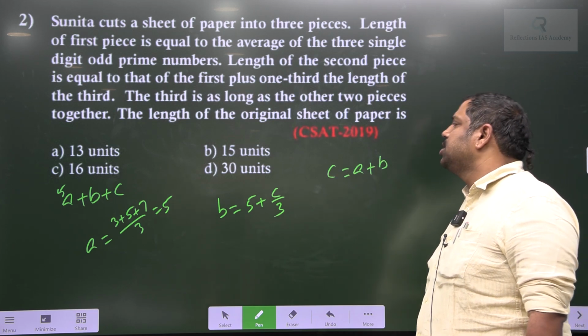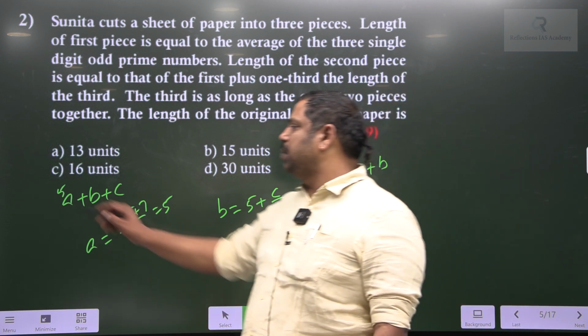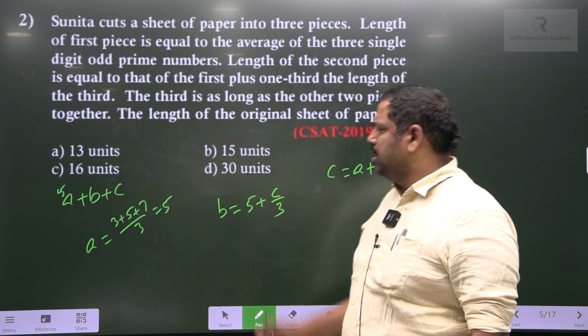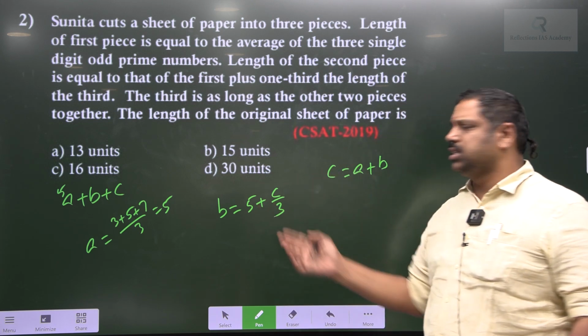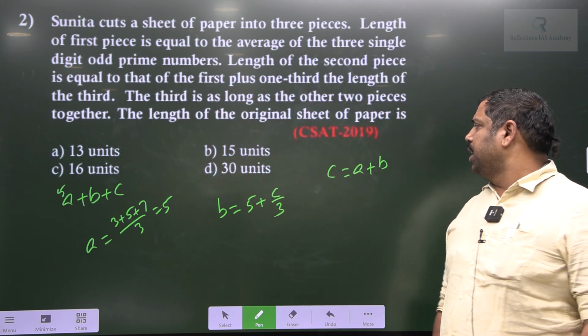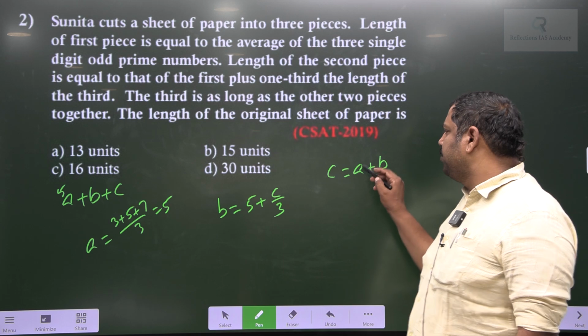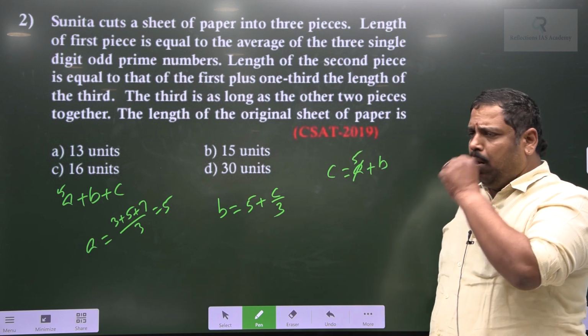The length of the original sheet of paper, original sheet of paper means I want A plus B plus C. Here, now you have 2 variables B and C, 2 equations. If you solve it, you will get the answer, right? Suppose, what is the value of A? 5.